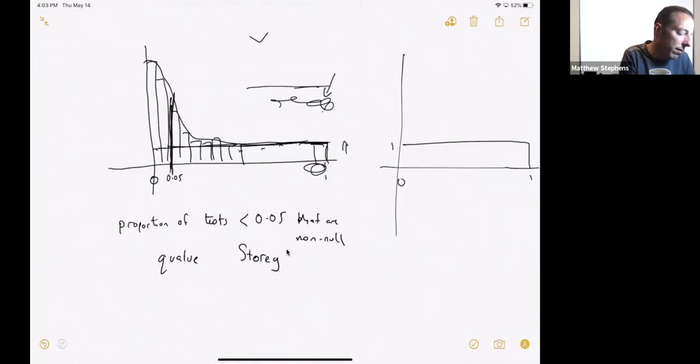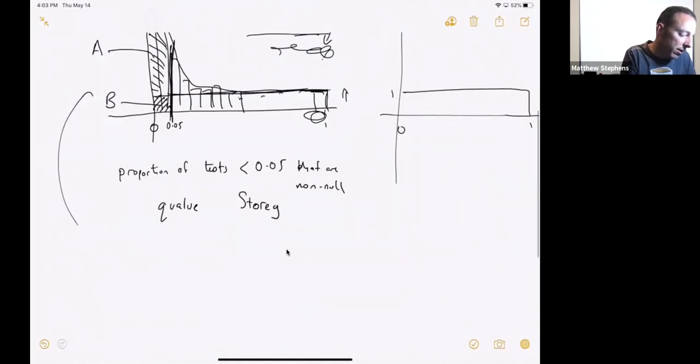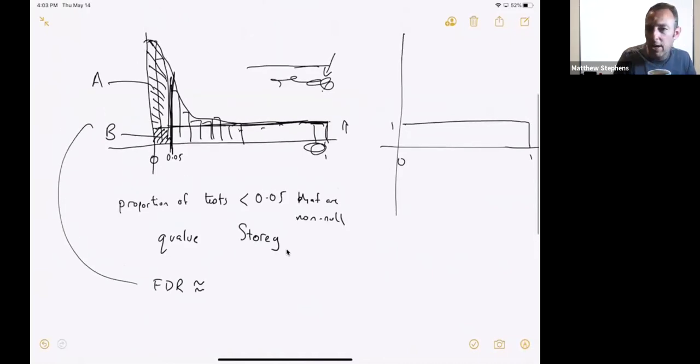And then if I'm going to use this threshold here of 0.05, then the areas under the histogram in these two parts, let's call this A and let's call this B, my false discovery rate estimate is going to be, well, the area B represents the null tests. So they're the false discoveries, right? So it's B over A plus B.